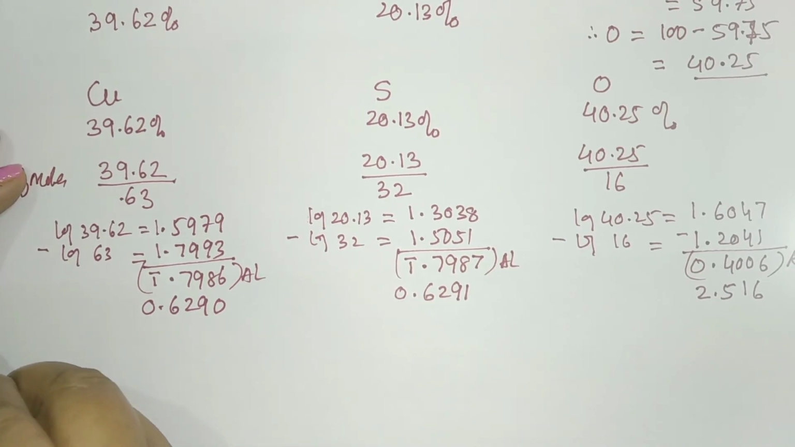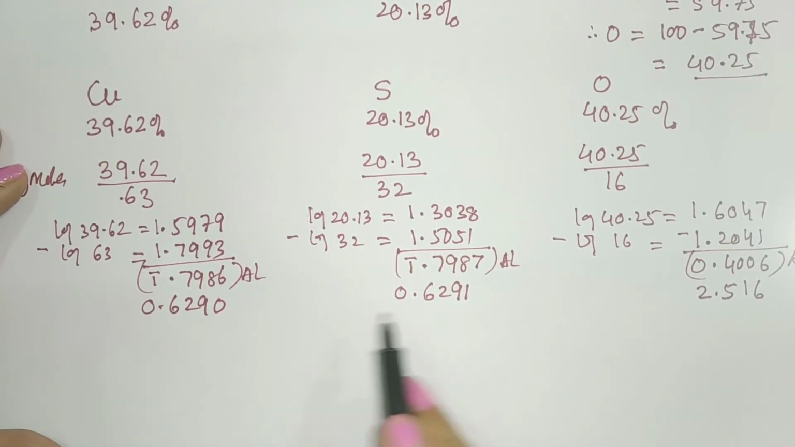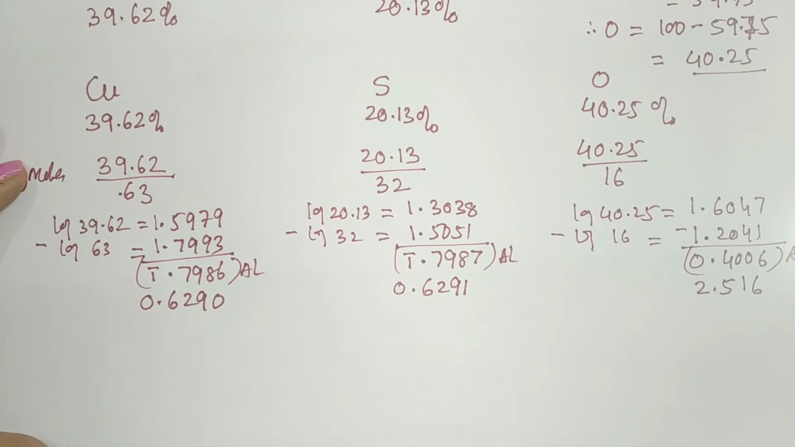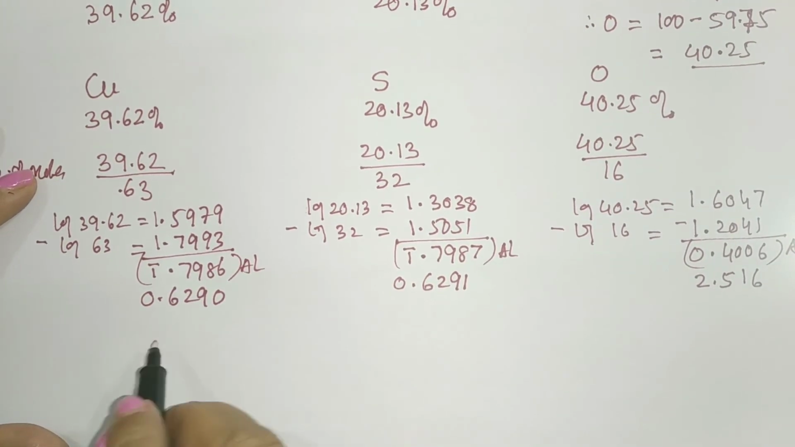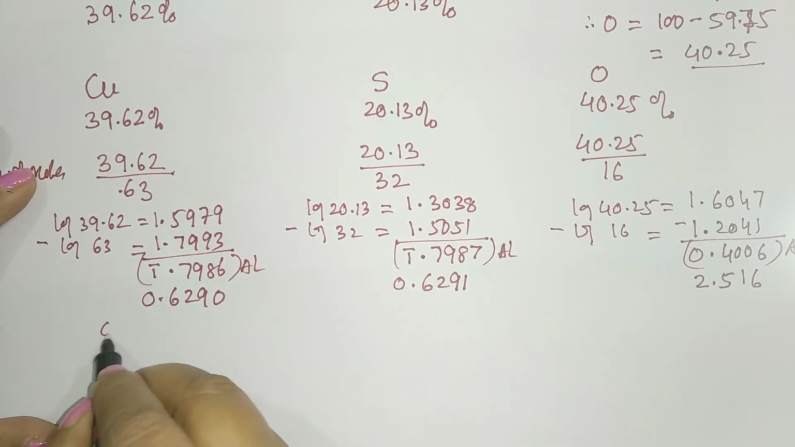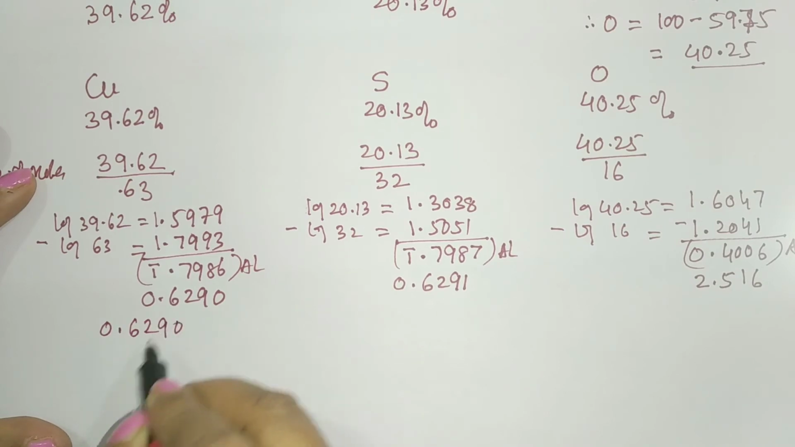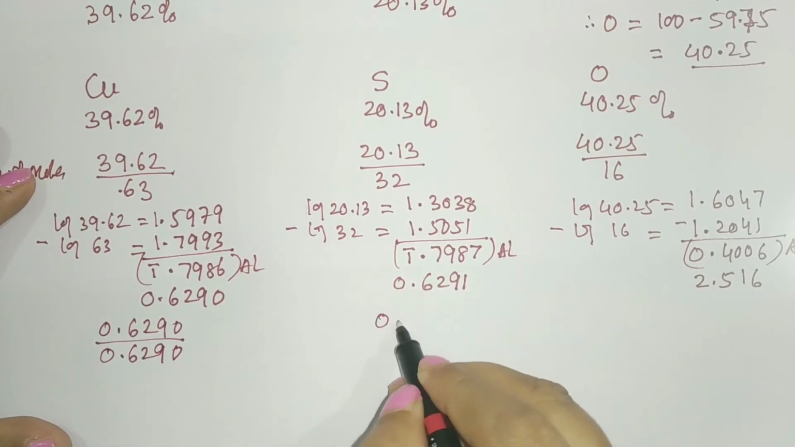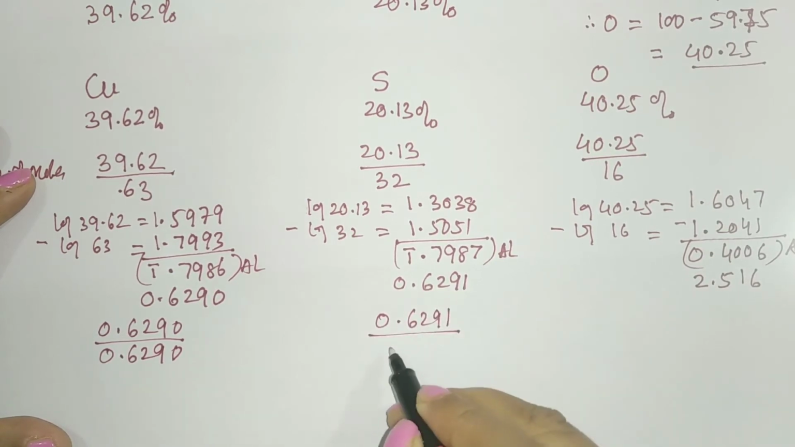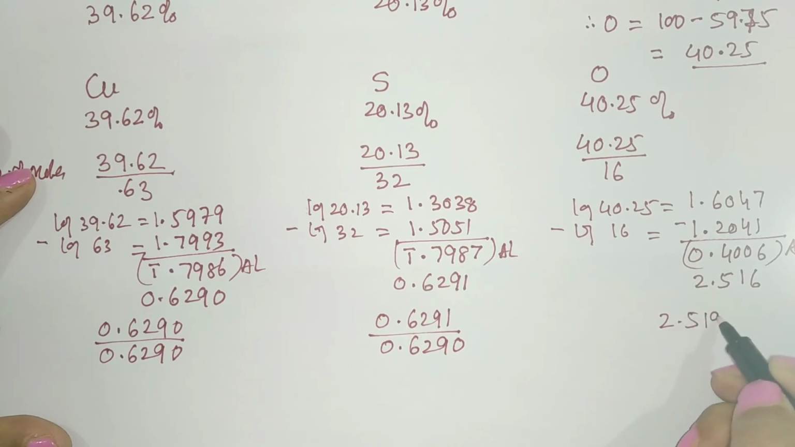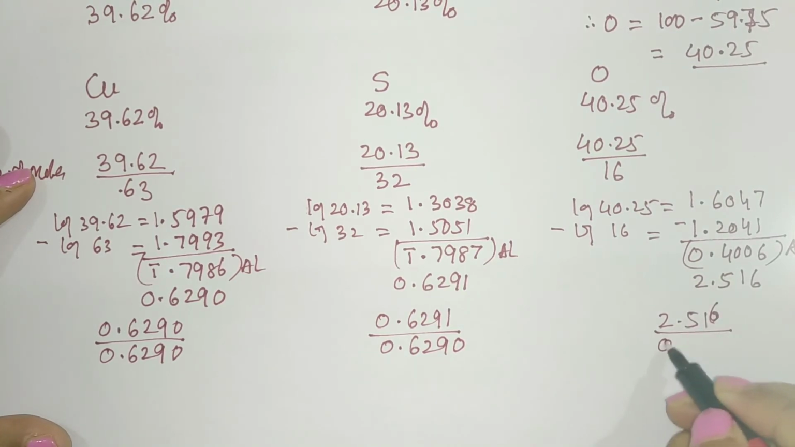Now what is the third calculation? You have to select the lowest value and that you have to use to divide rest of all the values. So let us go for this. If you check out, the lowest value is this. So the third calculation is 0.6290 divided by 0.6290, 0.6291 divided by 0.6290 and 2.516 divided by 0.6290.